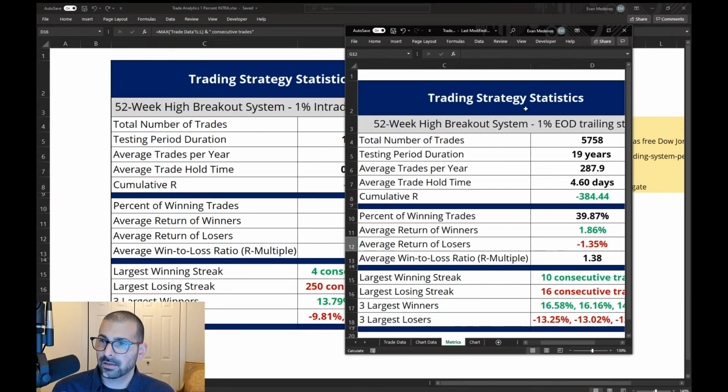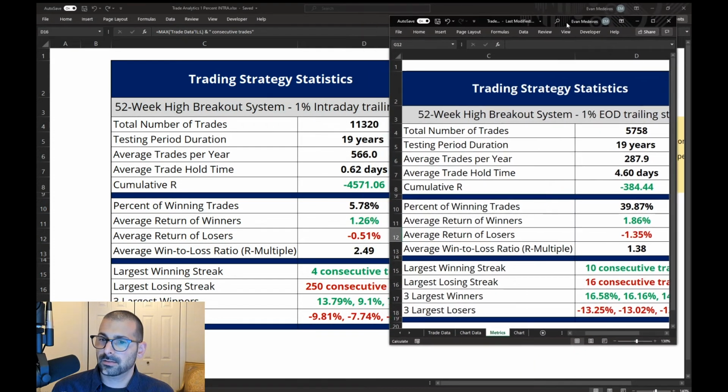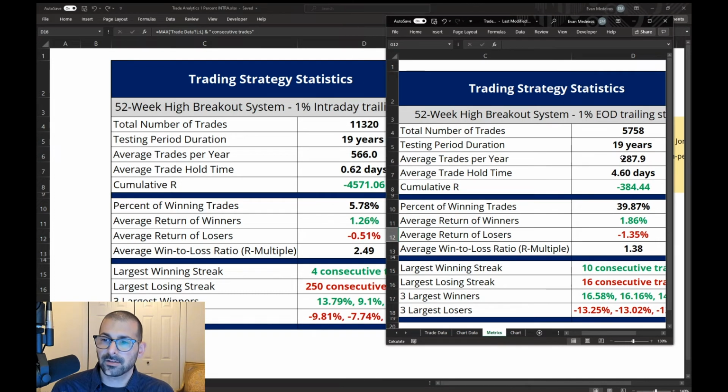Okay, bear with me on this. Let's get this there. Still running it over 19 years. Average trades per year drops. Average hold time goes to 4.6 days. That's an improvement over the 0.62, or at least an improvement is in longer hold. The cumulative R is minus 384. So it's still a negative expectancy, negative return system, but that's a lot less than 4,000.